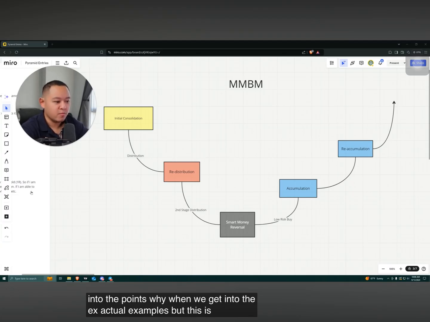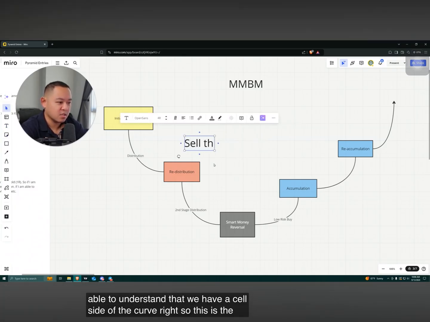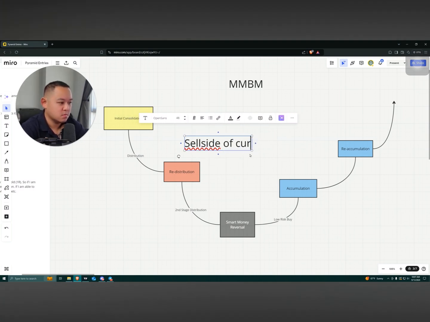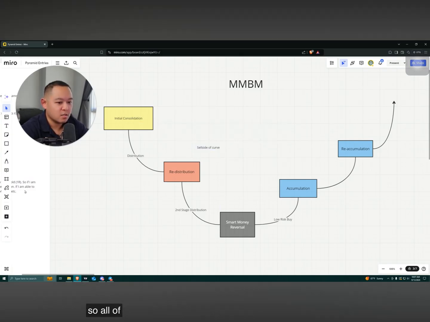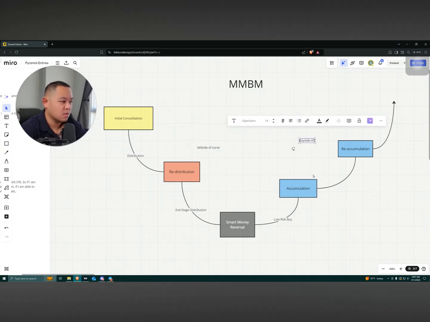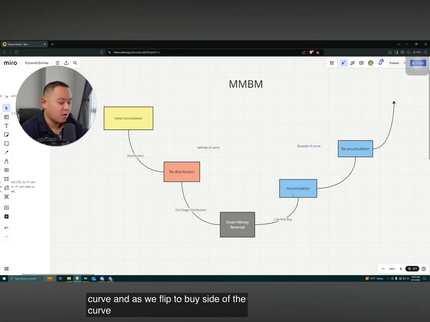But this is really what we need to pay attention to, or be able to understand that we have a sell side of the curve, right? So this is the sell side. So all of this is a sell side, right? And then we have buy side of the curve. And as we flip to buy side of the curve, we're going to start targeting these specific levels.